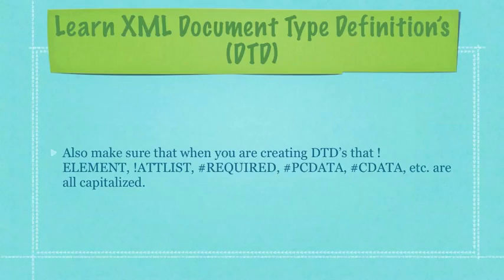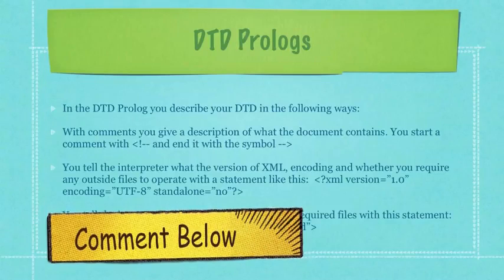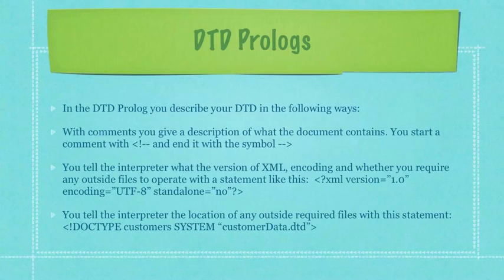are all capitalized. In the DTD prologue, you describe your DTD in the following ways. With comments, you give a description of what the document contains. You start a comment with a bracket followed by an exclamation mark and 2 dashes, and end it with 2 dashes and another closing bracket.